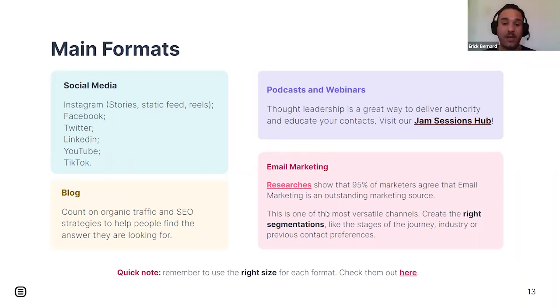We also have a blog. So when we're talking about a blog, you can count on organic traffic and SEO strategies to help you get more people having access to the content that you are creating, and also helping them solve their problems. On a blog, we have the opportunity not only to create content to nurture these guys, but at the same time to add some calls to action to convert them. So you can explore this channel as much as you can.